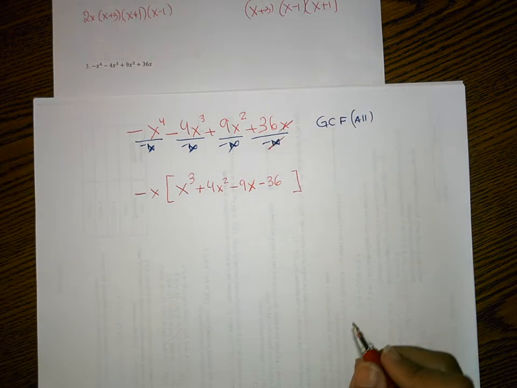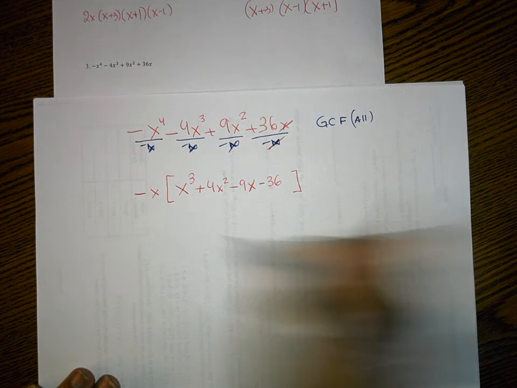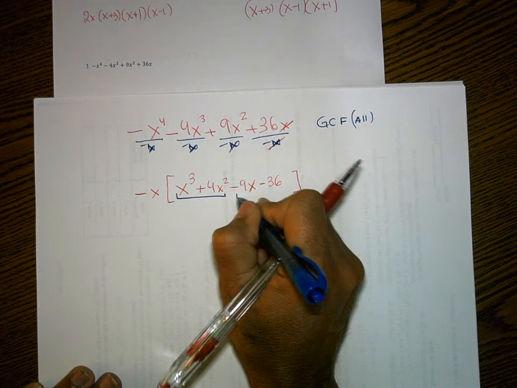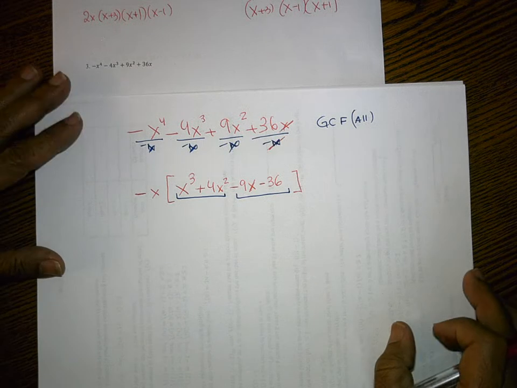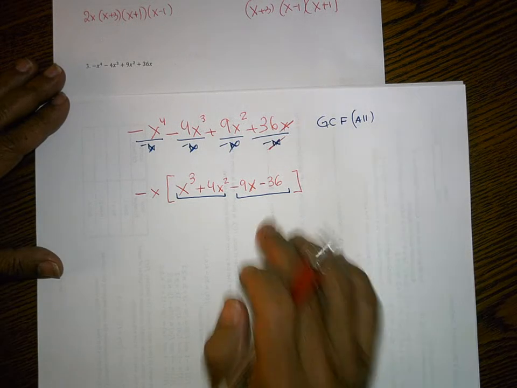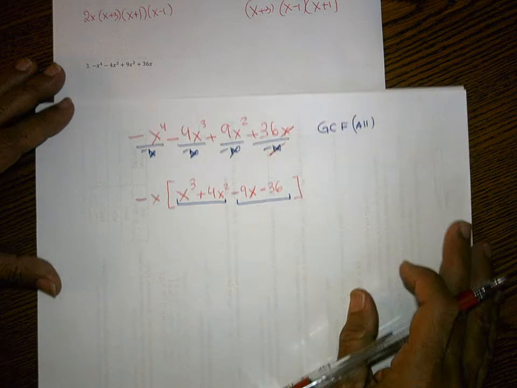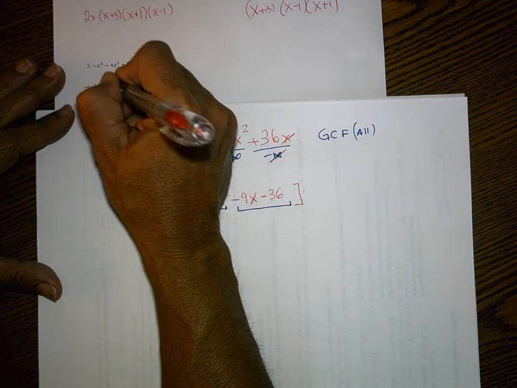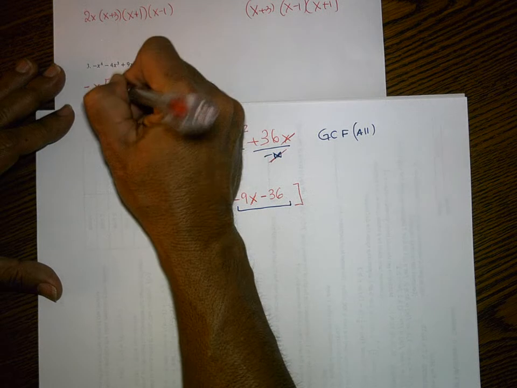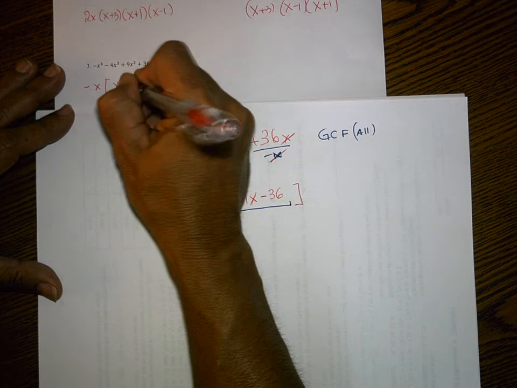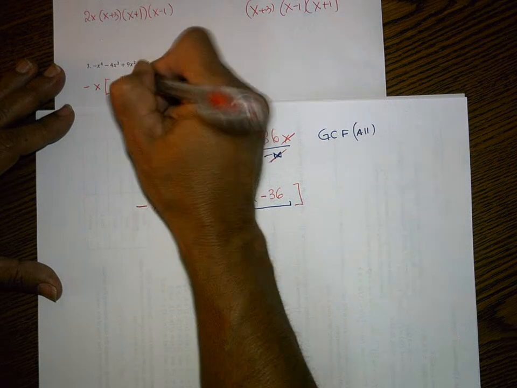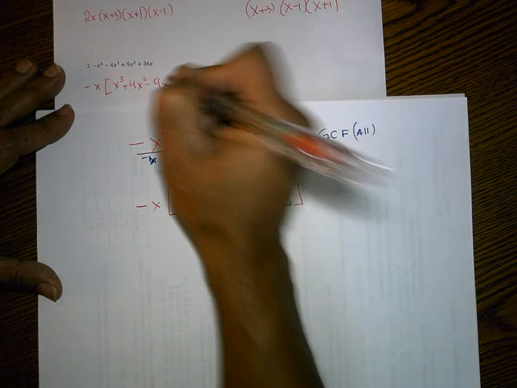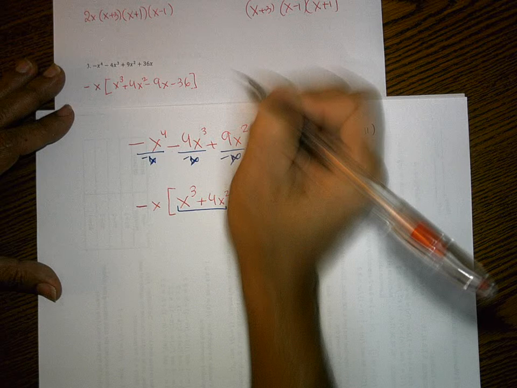Now it's time for you to group them 2 by 2s. See if you can follow the steps from there. I want to see if you can continue the steps from there. So I'm going to write it down where I stopped. I stopped at negative x times x cubed plus 4x squared minus 9x minus 36. I'm going to stop right here.